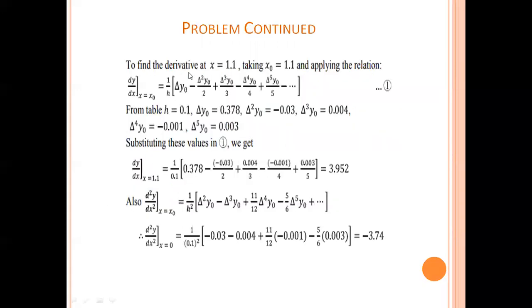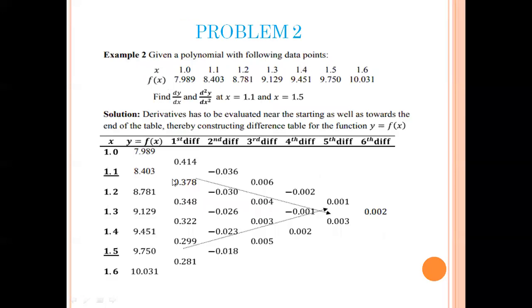To find the derivative at x = 1.1, we are going to take x0 = 1.1 and apply the relation. Here the same formula: dy/dx = (1/h)[Δy0 - Δ²y0/2 + Δ³y0/3 - Δ⁴y0/4 + Δ⁵y0/5]. Here Δy0 will be taken from the second value, because we are going to find the derivative at x = 1.1.